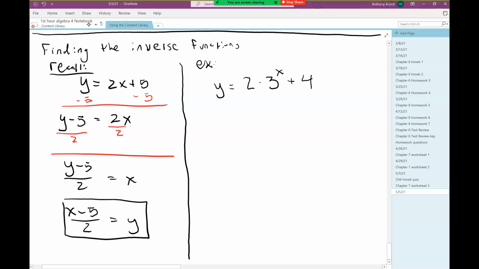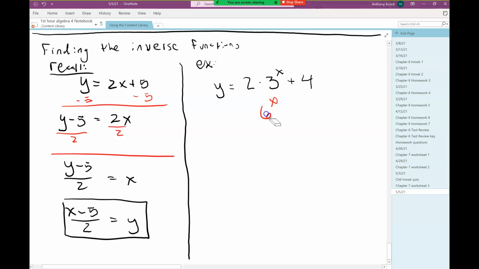So let's say we have y equals 2 times 3 to the x plus 4. I guess here's my first question. Can I just multiply the 2 and 3 together and call that 6 to the x? Absolutely not.